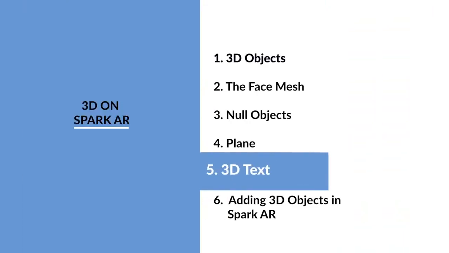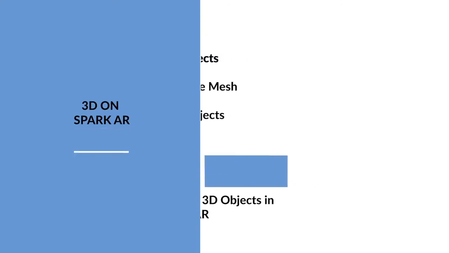3D text. In Spark AR Studio, you can add 3D text to your effect. This adds in a text element that has a height or depth in the 3D space. You can even add your own custom fonts to the text. But remember that only the American English characters will be shown and won't be translated to another language automatically. One other thing to note about using 3D text is that it cannot be used in an effect that's meant to go on Instagram.